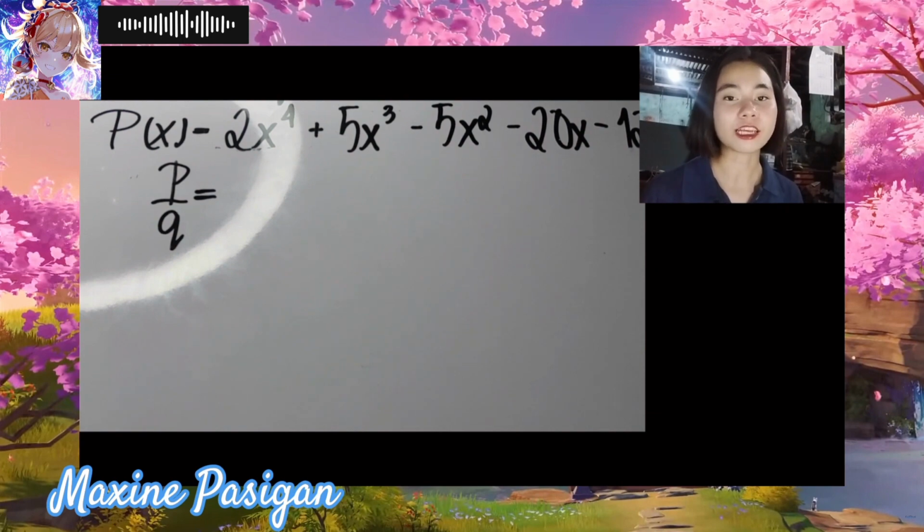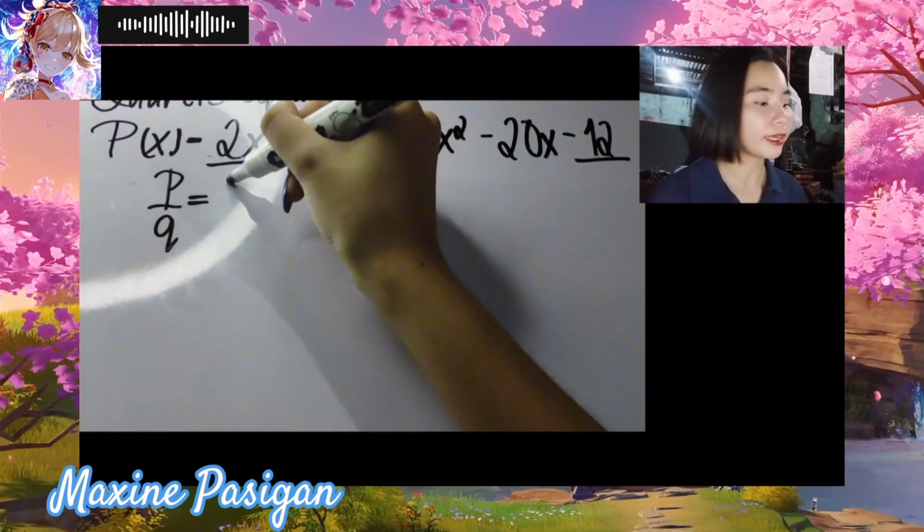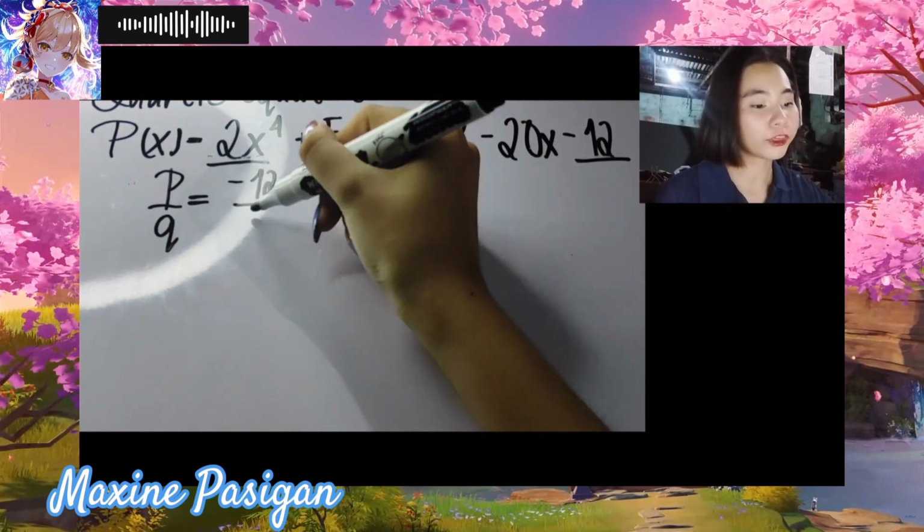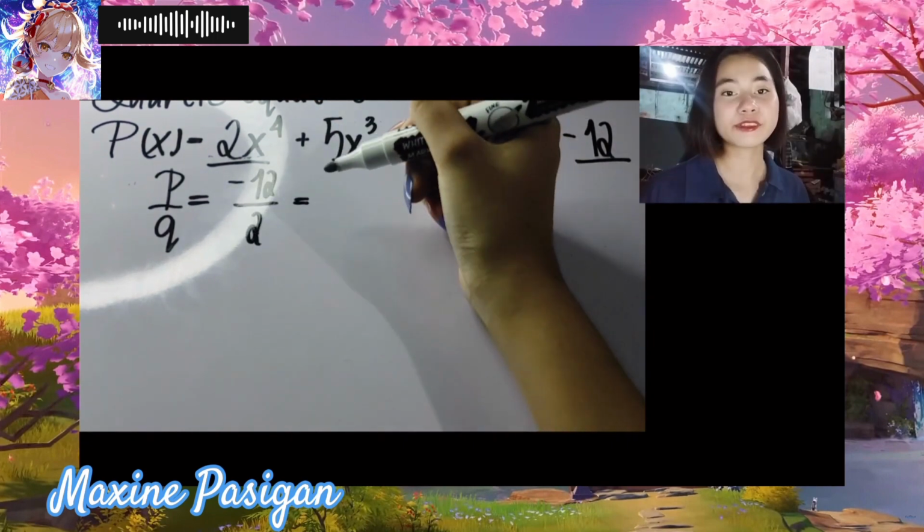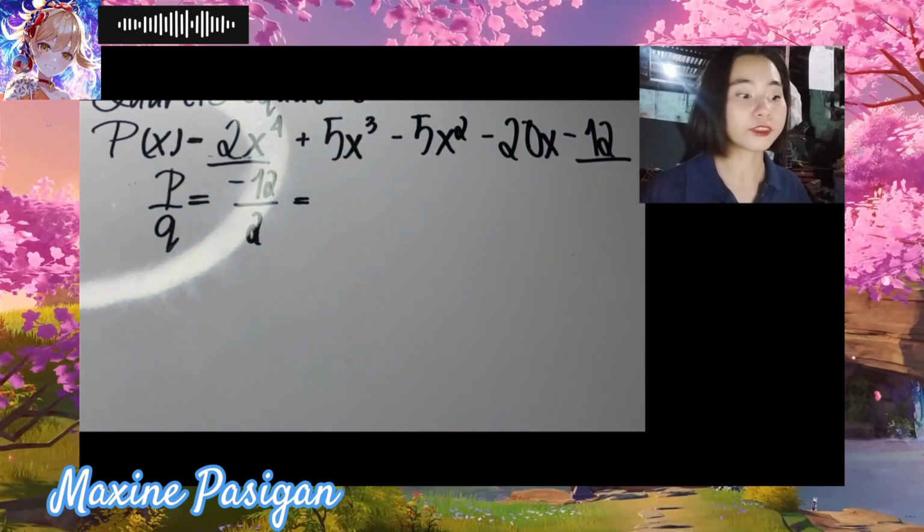P is for the constant of the polynomial, and Q is for the leading coefficient of the polynomial. So our P is negative 12, and our Q is positive 2. Let's find all the numbers that can be divided to these two numbers.